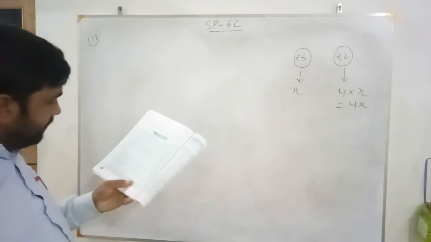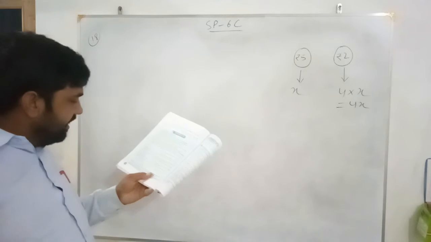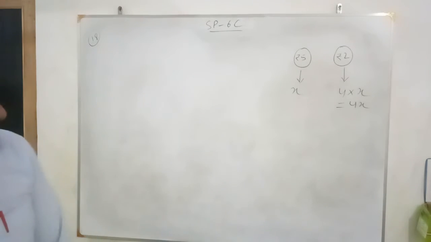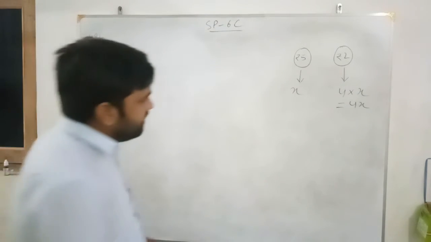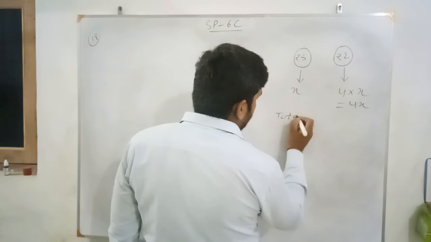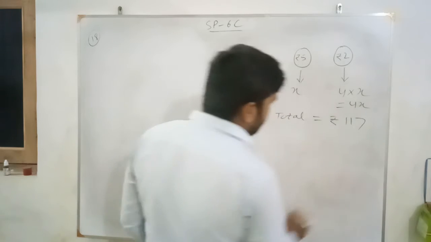Now, if I have rupees 117 in all, find the number of coins of each denomination. So the total sum is given as rupees 117.